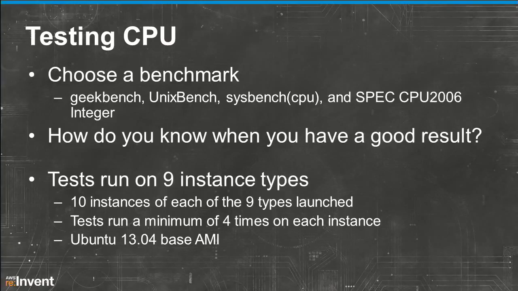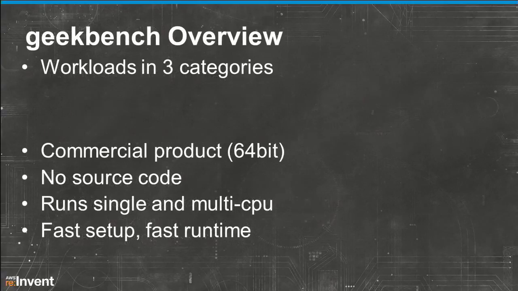For these CPU tests, I ran on 9 different instance types. For each of the instances, I launched 10 instances. You get what I'm trying to do there? I talked about quantifying variability. I wanted to look at variability in several ways. And so numbers help a lot. I used the same base AMI, in this case Ubuntu 13.04, for all of these tests.